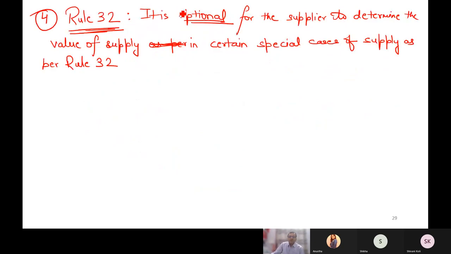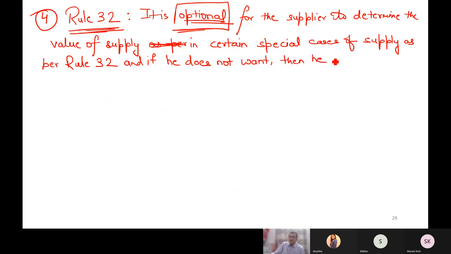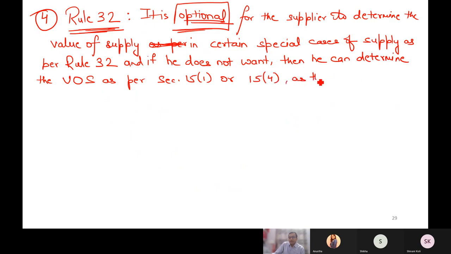So it's optional for the supplier to determine the value of supply in certain special cases of supply as per rule 32. And if he does not want, then of course without any hesitation he can determine. It is her or his legal right. Then he can determine the value of supply as per section 15.1 or 15.4, as the case may be.